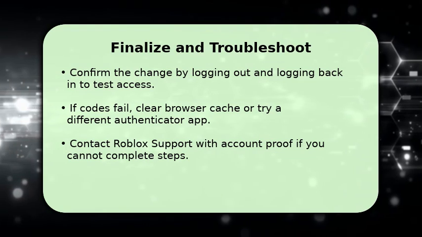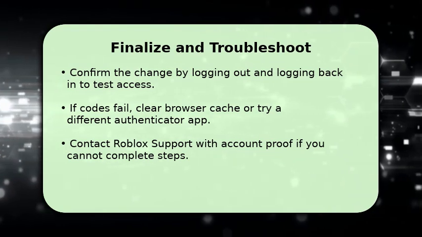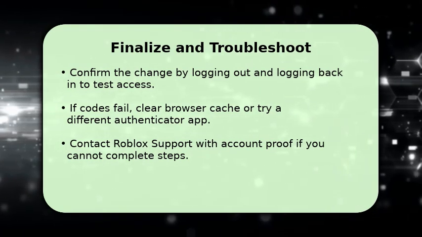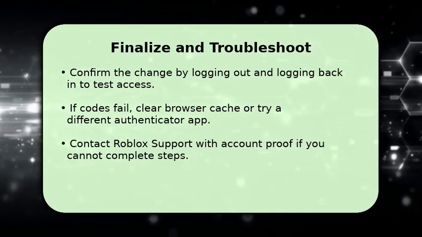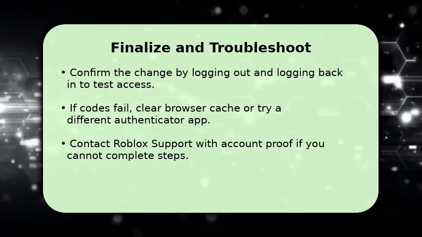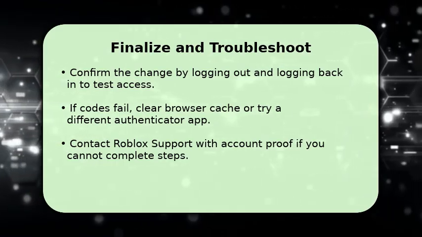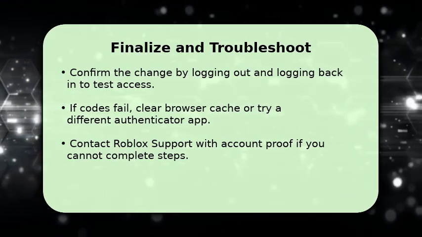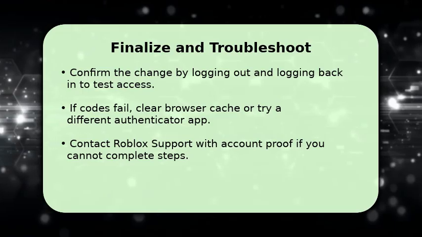If you encounter problems, codes not working or settings not saving, try clearing your browser cache, using a different device, or switching authenticator apps, then retry. If you remain unable to disable two-step due to lost access or errors, contact Roblox support and provide account details and proof of ownership so they can assist.